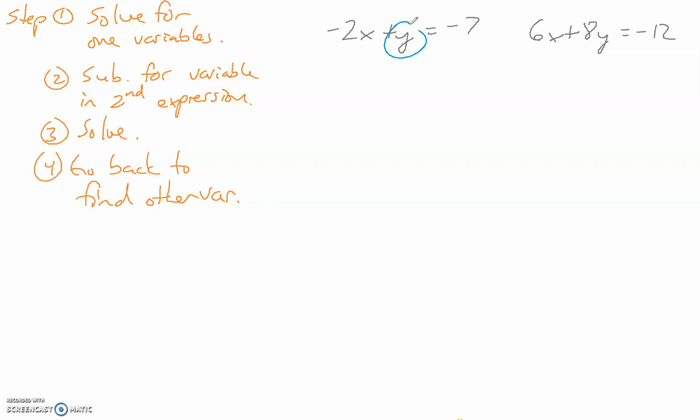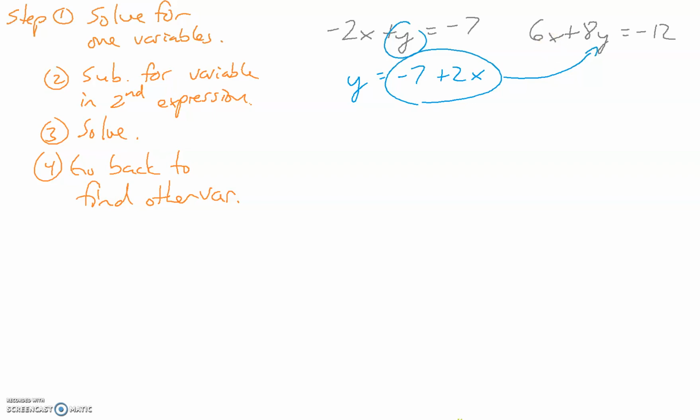Okay, so if I solve this expression for y, you've got to add 2x to both sides, so plus 2x, I would get this. So I solve for one of the variables, and again, usually you want to try and go for one by itself. So I got y is equal to negative 7 plus 2x. So my second step is then to substitute that into my second expression. So I want to take this value right here and substitute it in for that y value right there. Okay, so there's my substituting for the variable in the second expression.